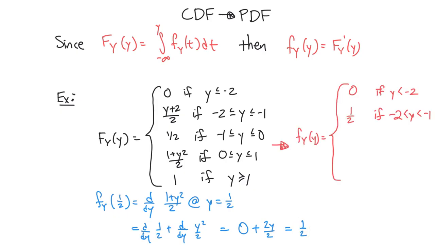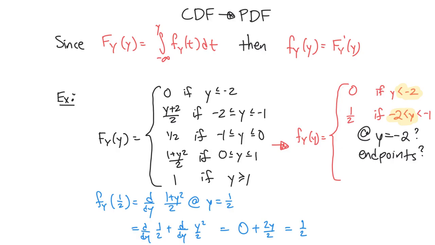This same approach can be used to develop the full PDF from this. Before -2, the derivative of 0 is 0. Between -2 and -1, the derivative of y plus 2 over 2 is 1/2. However, notice that the way I wrote this, I did not identify what happens at -2. I had less than -2, and then I had something different.